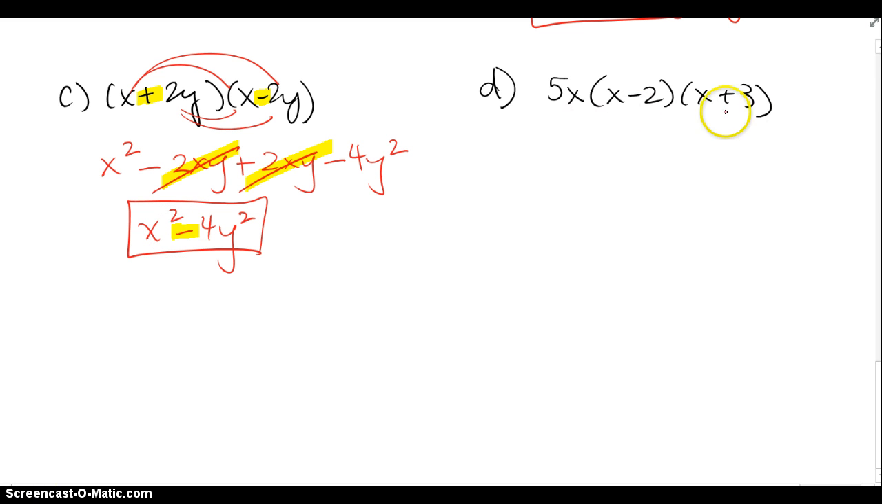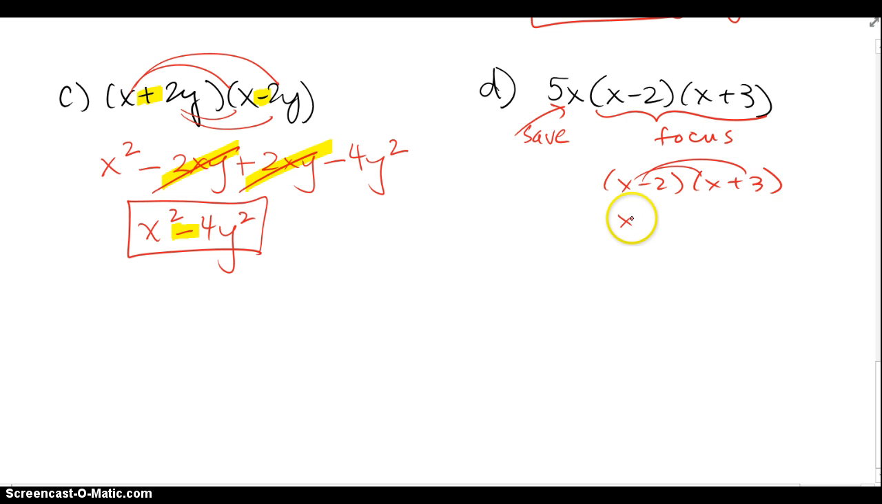Okay, multiply these polynomials. I have a monomial, a binomial, and another binomial. So I can choose any two. I can either focus on these two, or maybe on these two, or maybe on the first and the last. It doesn't matter. I always like focusing on the binomials, and I save this for later. So I'm going to start with the two binomials. Usually less mistakes are made that way.